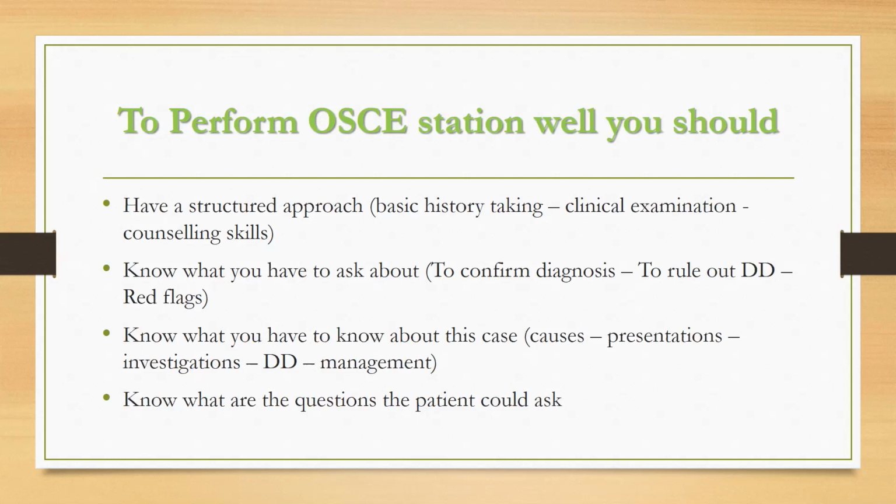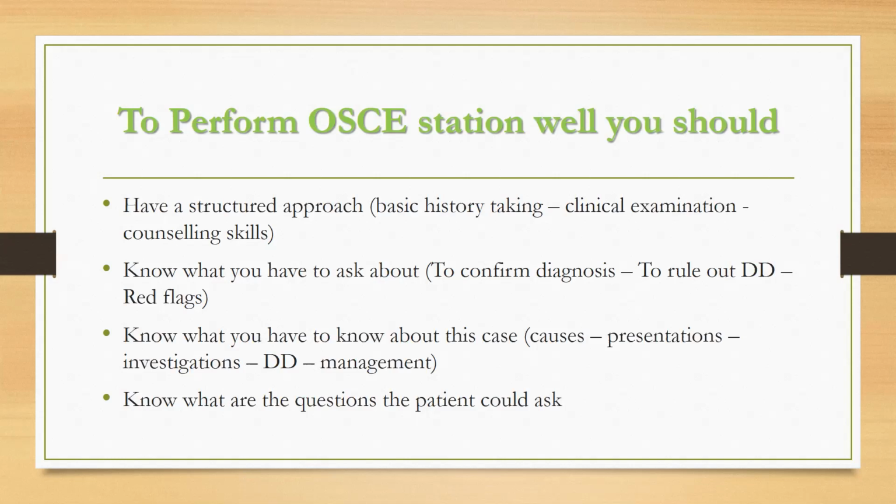So regarding, for example, gout, you have to know what the causes of gout and the precipitating factors of gout are. So when you ask the patient, you will ask if he's drinking alcohol, if the patient has any previous episode before, if the patient is taking any medications that can precipitate gout. So knowing the causes of gout will help you to ask about these points in the history taking. You have to know about the presentation. So what are the characteristic features of gout? From the complaint of the patient, you will pick up that this is a gout case.